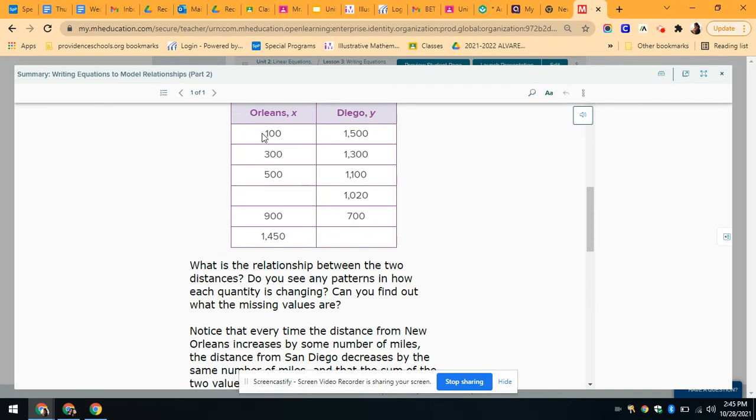So when we are 100 miles away from New Orleans, we are in actuality 1,500 miles away from San Diego. So when we are 300 miles away from New Orleans, we are 1,300 miles from San Diego. When we're 500, we're 1,100 away from San Diego. So this one is increasing by 2. I'm betting that this is 700. See if it won't let me annotate there.